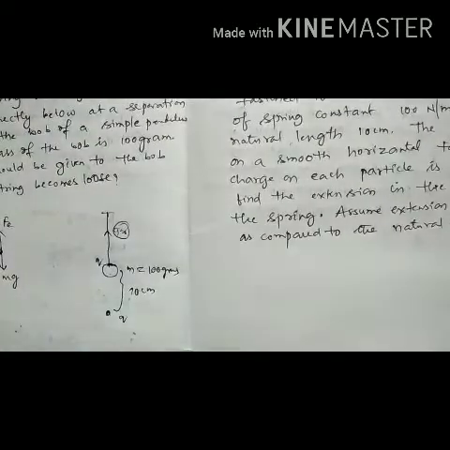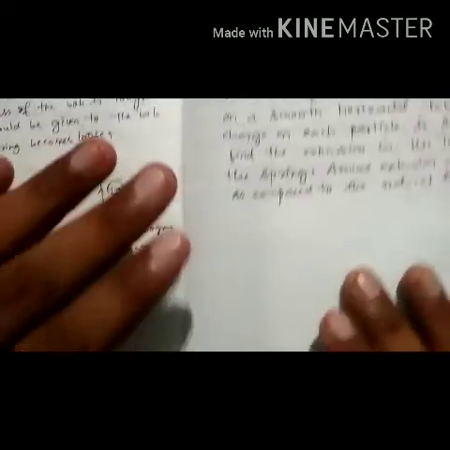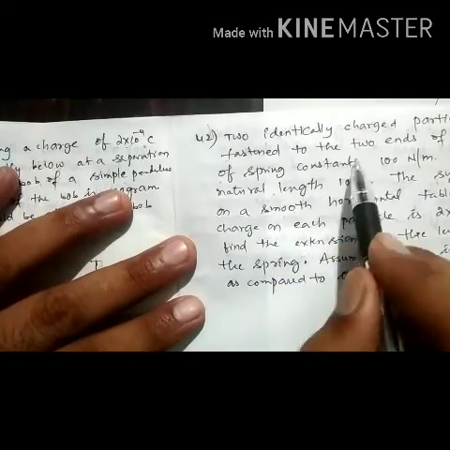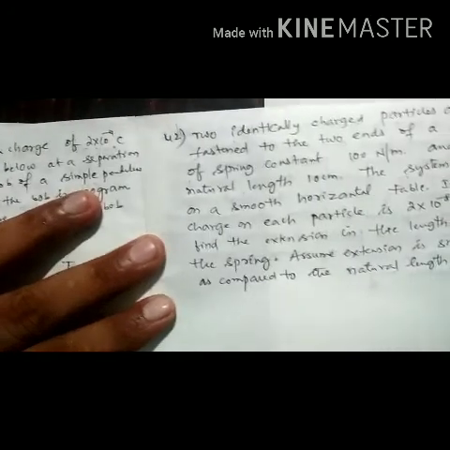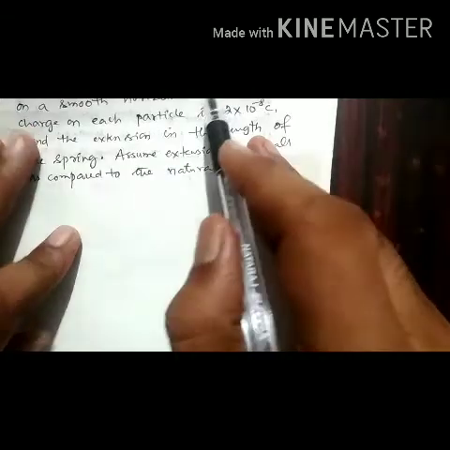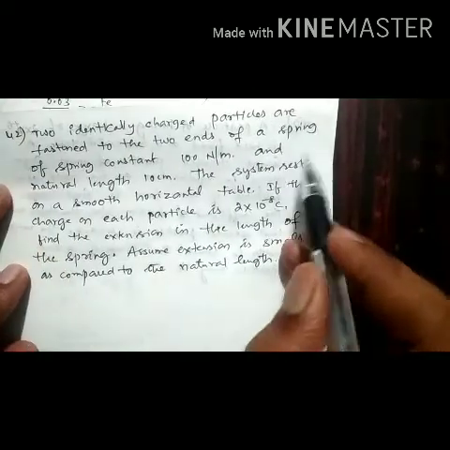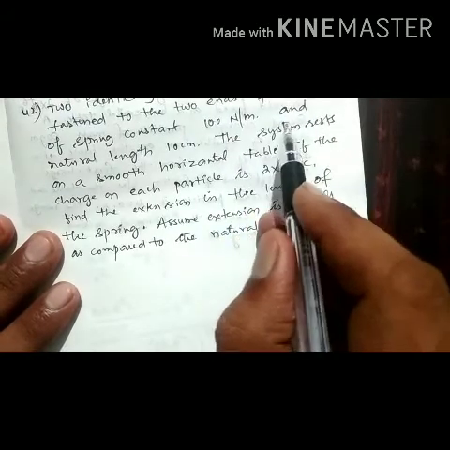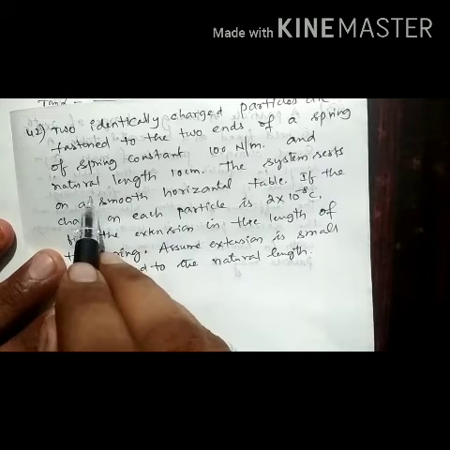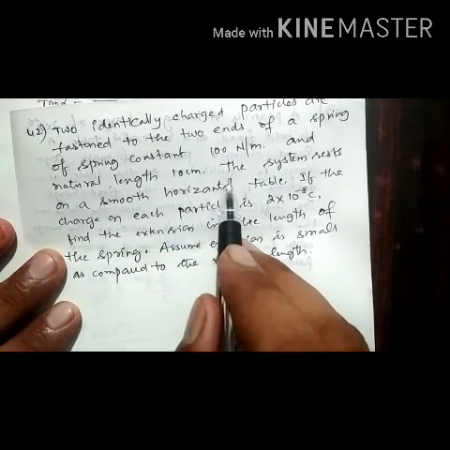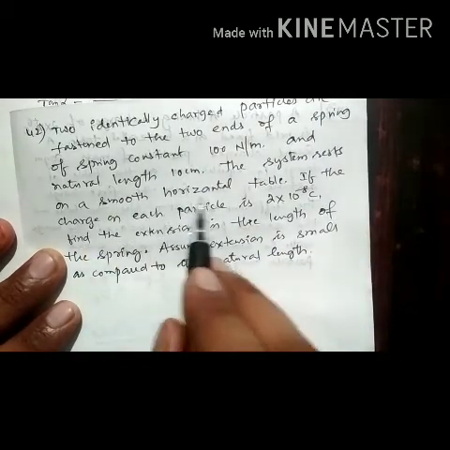And the next one, 42. Two identically charged particles are fastened to the two ends of a spring, of spring constant 100 Newton per meter and natural length 10 centimeters. The system rests on a smooth horizontal table.